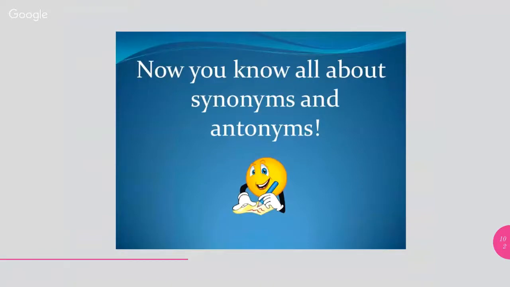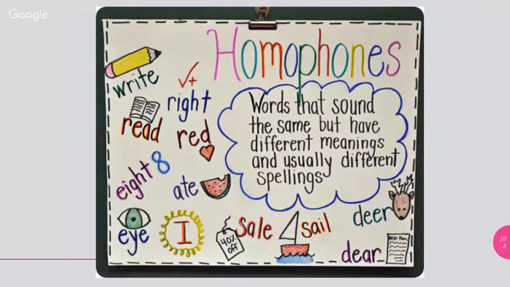Now you know all about synonyms and antonyms. So let's do homophones. Quickly go through homophones, homographs, homonyms. Homophones are words that sound the same but have different meanings and usually different spellings. So the pronunciation is the same, but the spelling is different and the meaning is different. Right, for example, WRITE and RIGHT, we pronounce both as right. But write has a different meaning and spelling, and right has a different meaning and spelling.